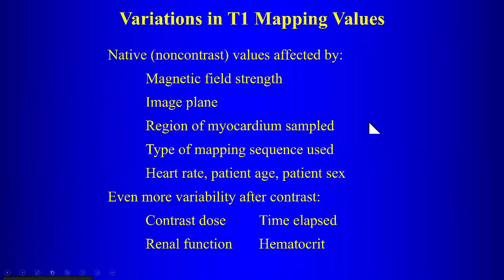Now, the one problem with this is that when you're trying to measure the T1 time of myocardium, there are many things that can throw it off. You don't have to memorize this list, but just to illustrate, all of these things can affect the T1 time that you're trying to measure. It's even harder if you're going to try to measure it after contrast. So that's why it's usually just looking at native T1 times before contrast, looking for abnormalities.